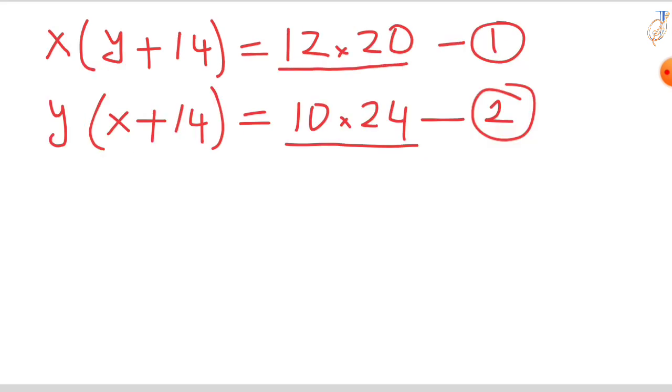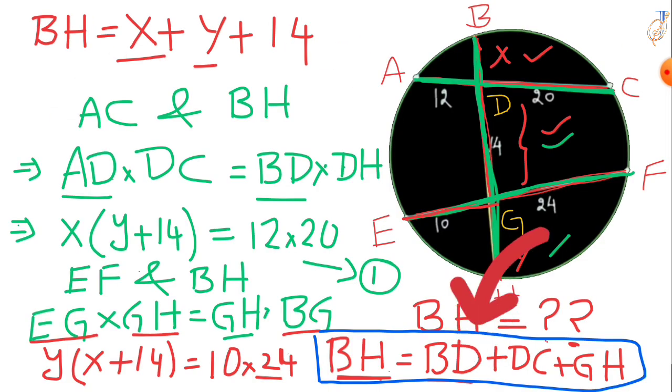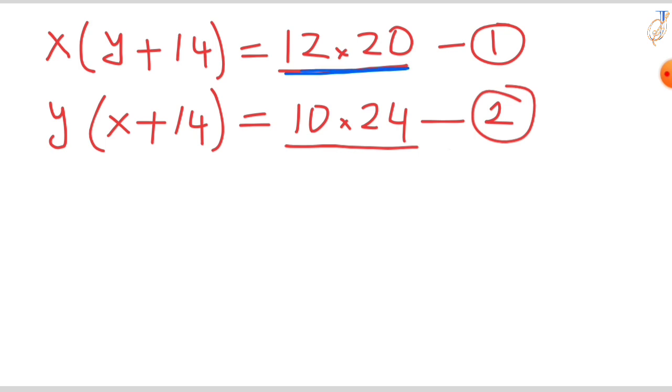We form two equations in terms of X and Y. So I am going to solve these two equations to find X and Y values. If you get X and Y values, substitute here, then you will get BH length. Multiply 12 times 20, which gives 240. 10 times 24, which gives 240. Wow. Our RHS are same.